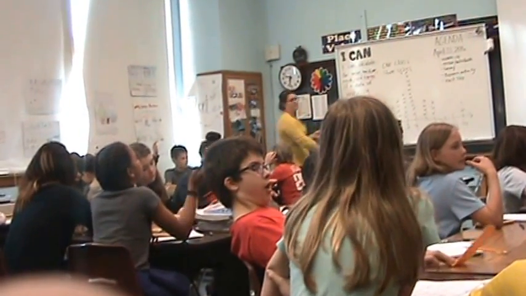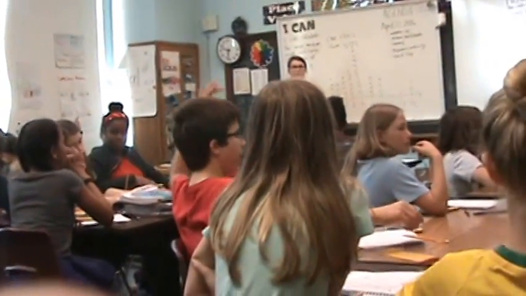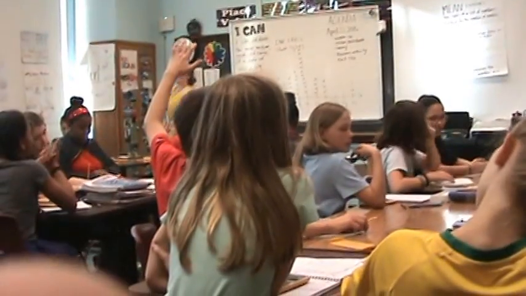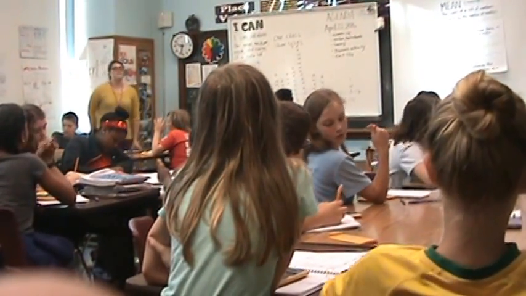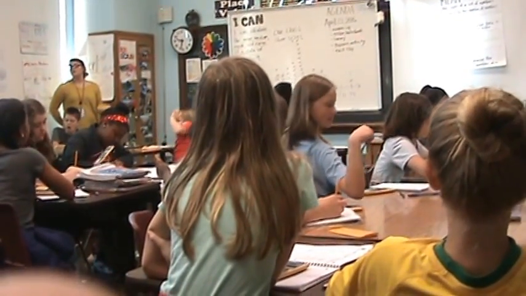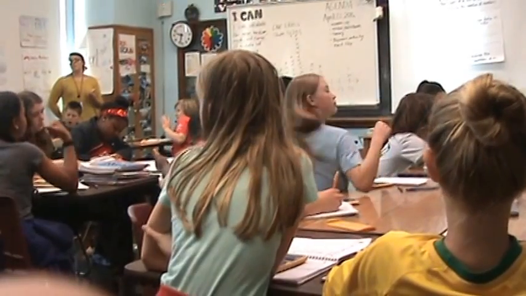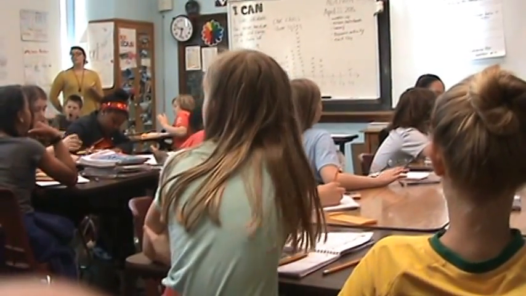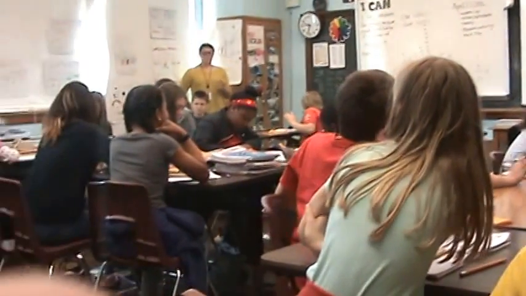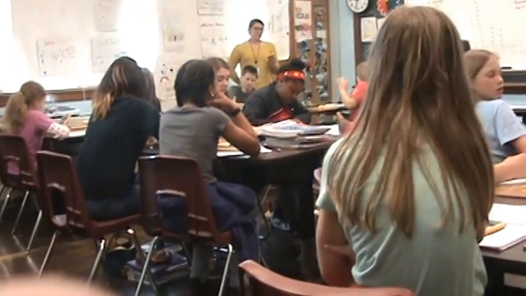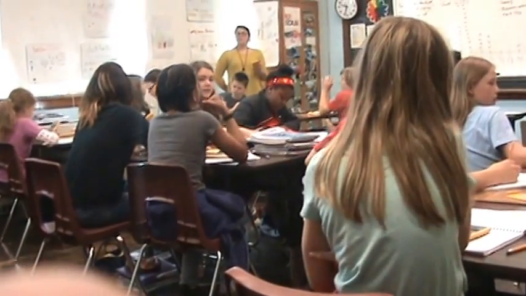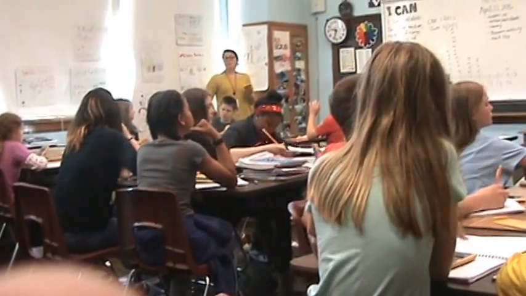Add all these together and divide by 32. That's how many. Alright, let's see. I see a lot of calculators down. Jasmine, what did you get? 3.09. Okay, real quick.